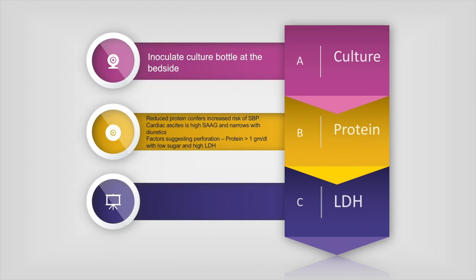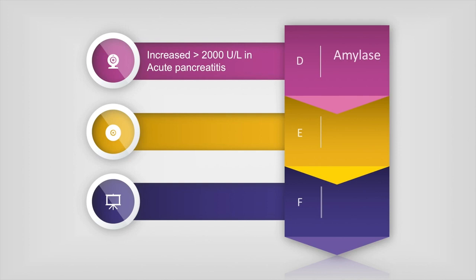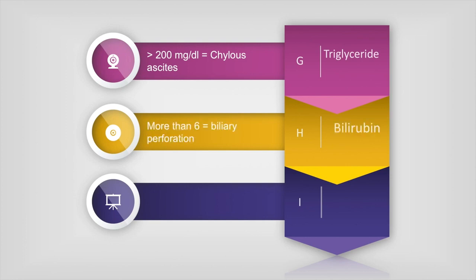Also important is lactate dehydrogenase in the ascitic fluid. This is known to be produced by the neutrophils, and it may be higher than in the serum. An amylase level of more than 2000 units per liter may suggest acute pancreatitis. Gram stain is required for the diagnosis of perforation, and cytology may be used to diagnose peritoneal carcinomatosis. Triglyceride levels may be used to diagnose chylous ascites, which is defined as triglyceride level more than 200 milligrams per deciliter. A bilirubin of more than 6 indicates biliary perforation, and carcinoembryonic antigen may be used for malignant ascites.